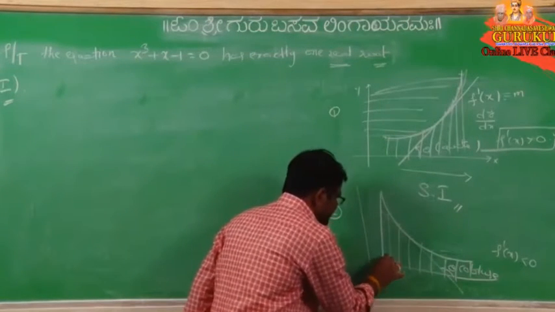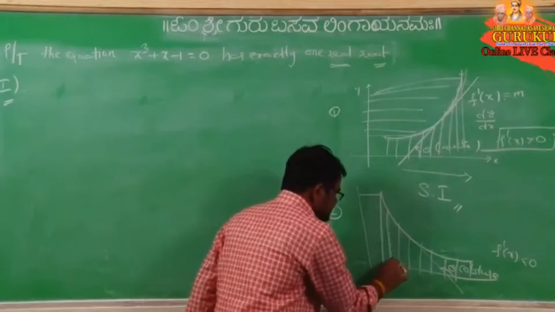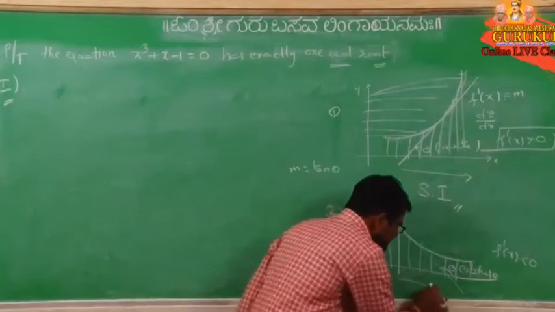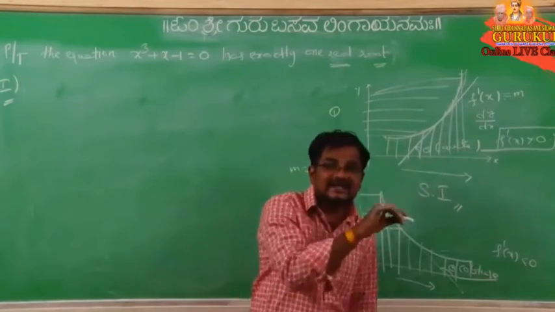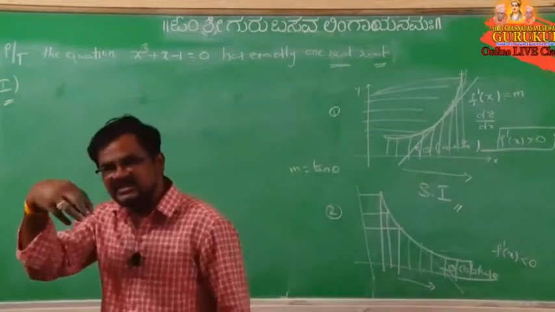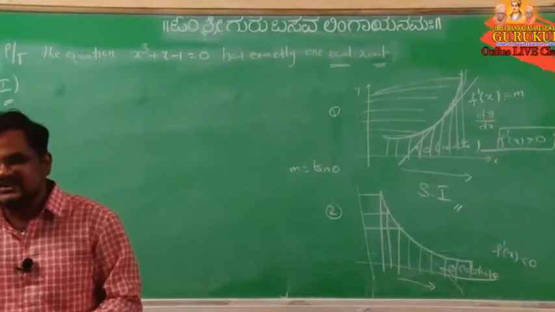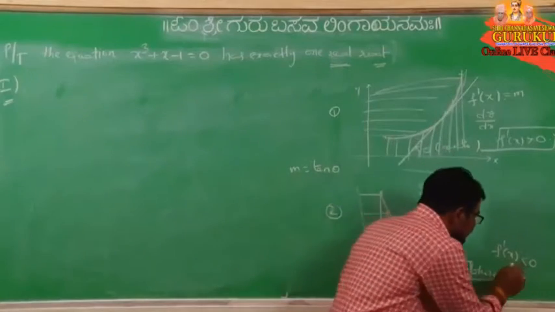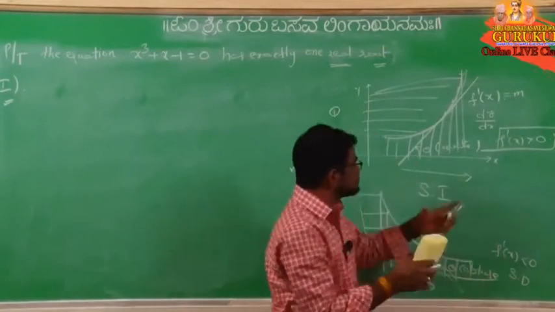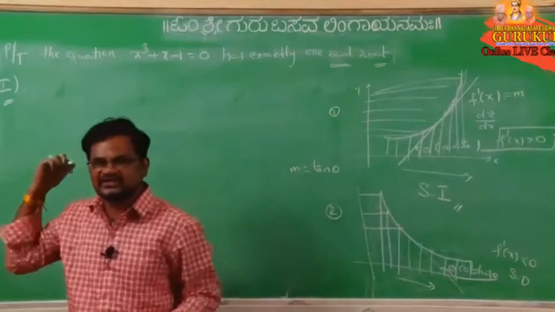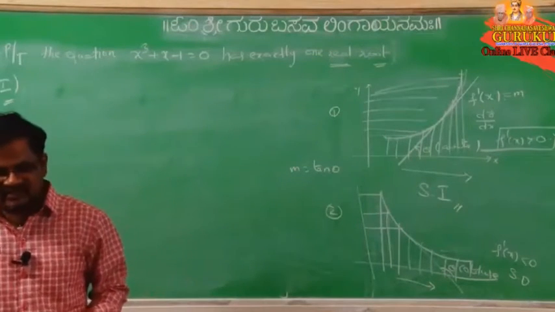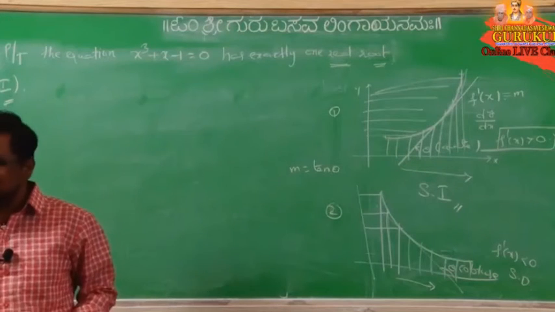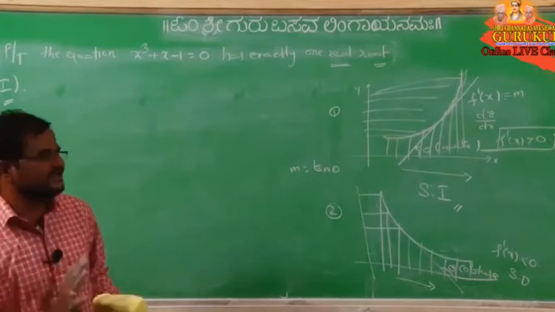Here as x increases, y is decreasing, then the function is a decreasing function. Here f dash x is strictly less than 0, which means the function is strictly decreasing. These two conditions you have to remember for the first method. If the first derivative is greater than 0 in that interval, the function is strictly increasing. Less than 0, strictly decreasing.